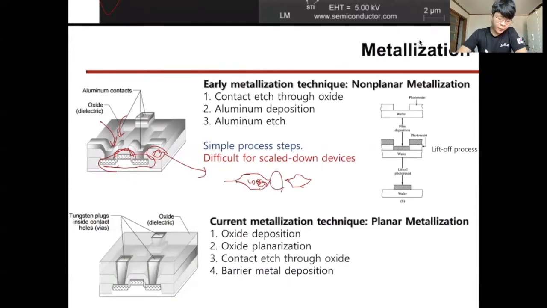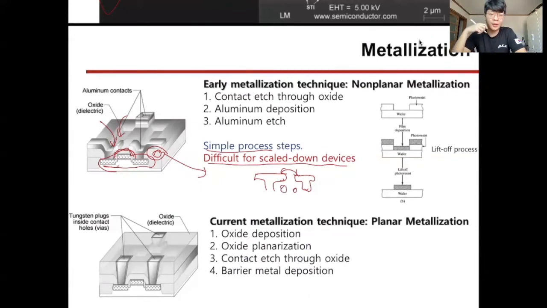So it is difficult to scale down, but it has a very simple process. It does not need any other litho or etch. Nowadays we don't use this process. So the metal shape would be like here. So there is a possibility for a killer defect like here that can cause a short, and the leftover space is very large.